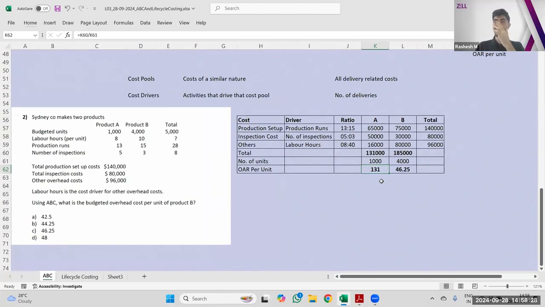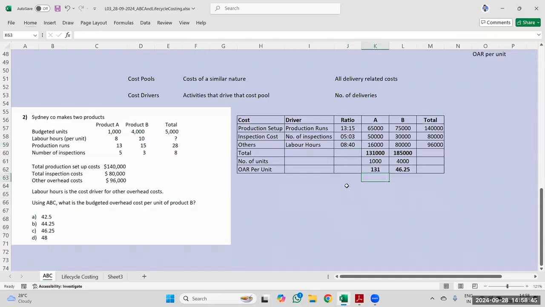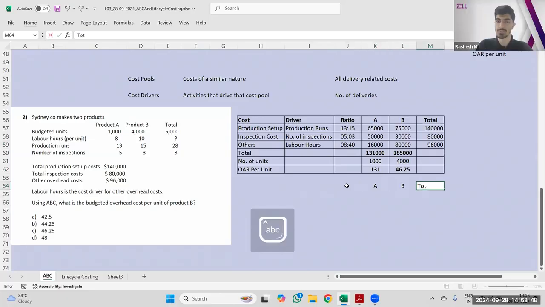Take a moment, guys. Please glance through this. In absorption costing, we will take 8 is to 40, or 1 is to 4. Again, 8 is to 40. In fact, it will not take a lot of time. Let's just do it using absorption also.